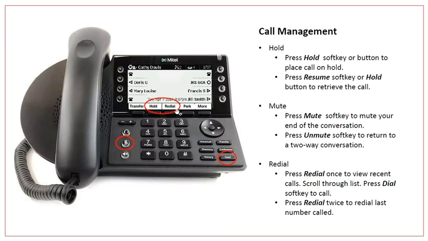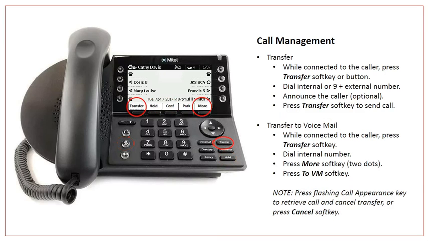There is also a redial button on the phone when the phone is idle or when I'm making a call. I can press the redial once and I will see my list of recent calls. I press it twice to immediately dial the number.